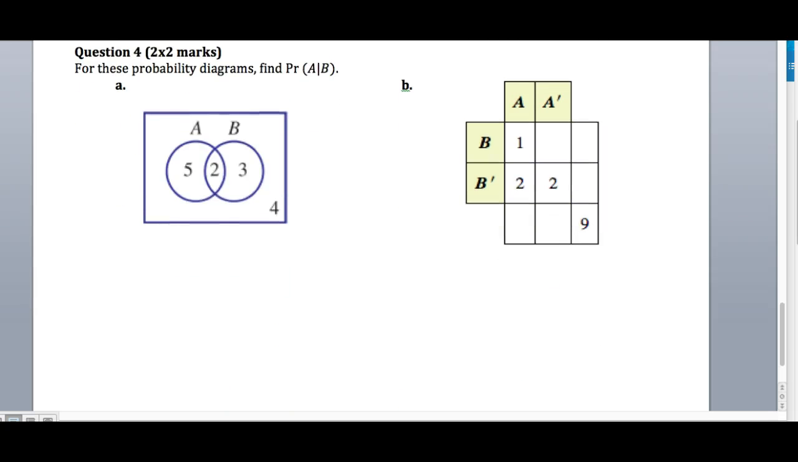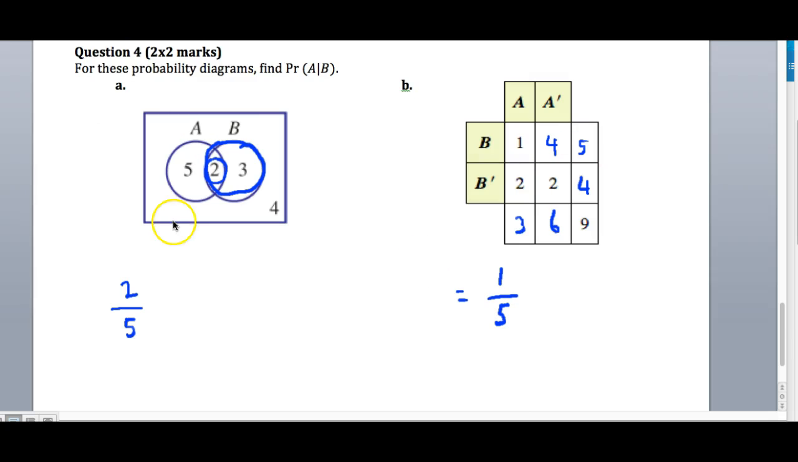Okay, question 4. For these probability diagrams, find the probability of A given B. Okay, so this one here, we have B. What's the total of B is 5, and the probability that it is going to be A is 2, so 2/5 for that one. This one here, we need to first of all complete our table. So remember, your rows and columns should all add up. So we want the probability of A and B, which is 1, and we want it over B, so B is 5.